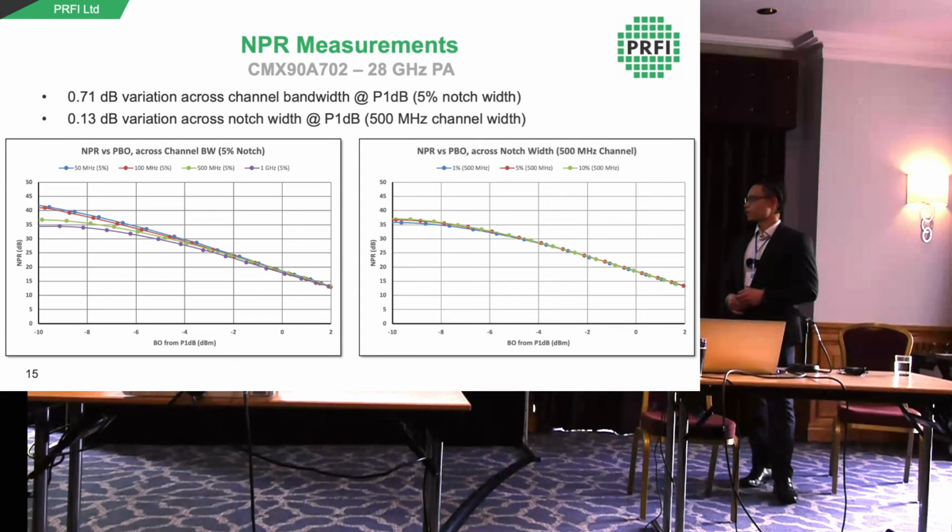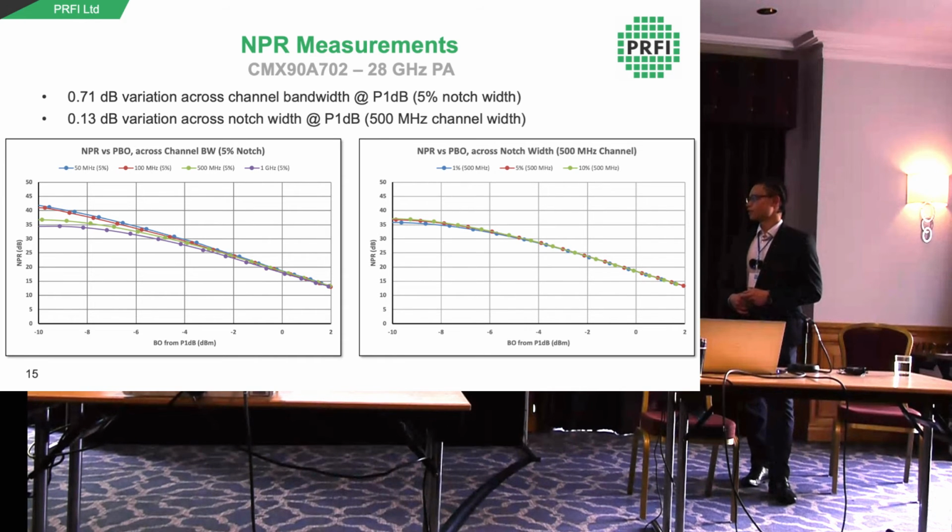So these two plots show NPR measurements of the A702. These are under two conditions. On the left-hand side, we have a constant notch width, and then we vary the channel bandwidth from, I think, 50 megahertz to 1 gigahertz. And then on the right-hand side, we had a constant channel bandwidth, and then we varied the notch width from 1 to 10%.